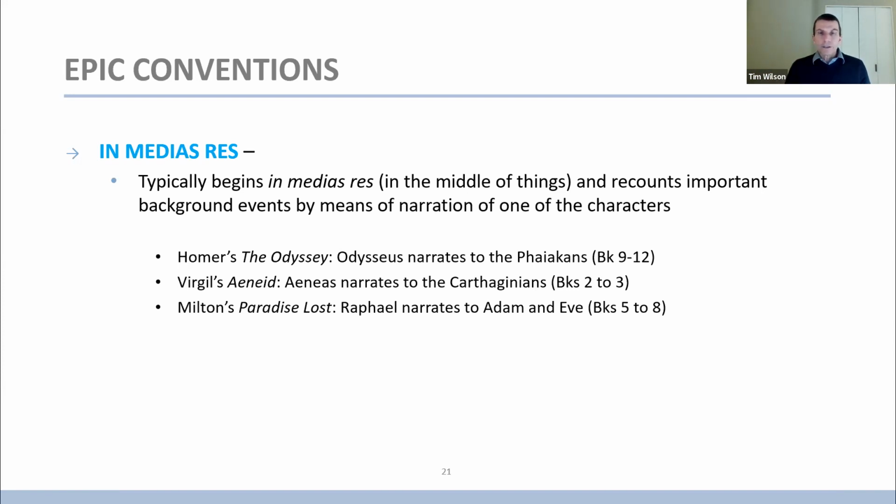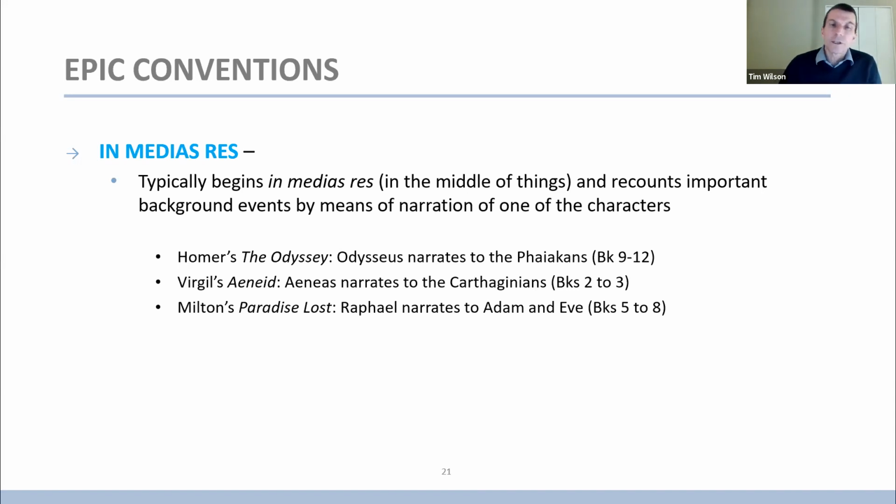A similar structure of starting in the middle of things and looking forward and back happens, of course, in the Odyssey. So it begins in the middle of things, and we only find out the most famous part of the Odyssey is Odysseus's various travels. And I mentioned the Cyclops already. The Cyclops are not mentioned until the narrative portion of books 9 through 12. So it starts much later than that. And Odysseus tells us about these wanderings in this narrated portion that he gives to the Phaeacians.